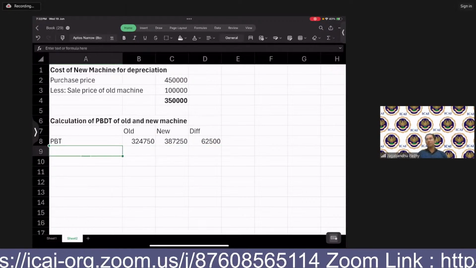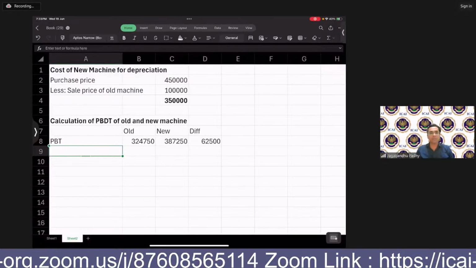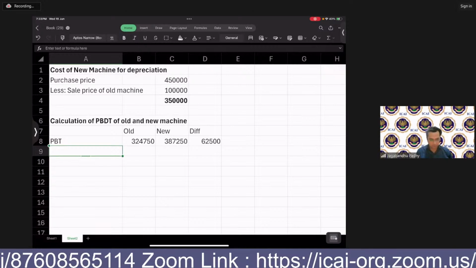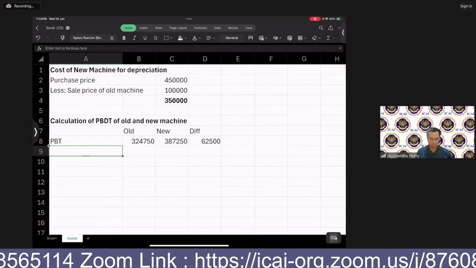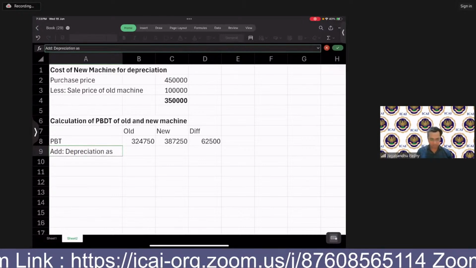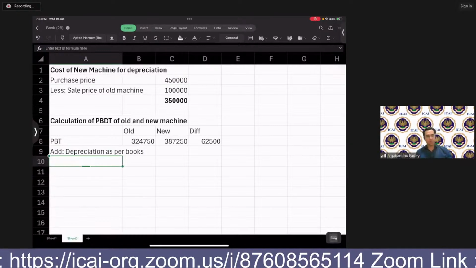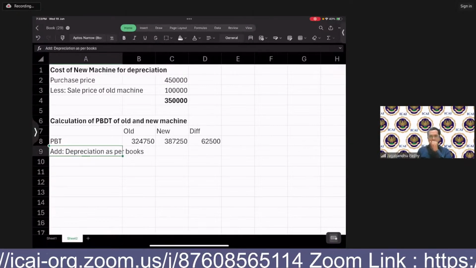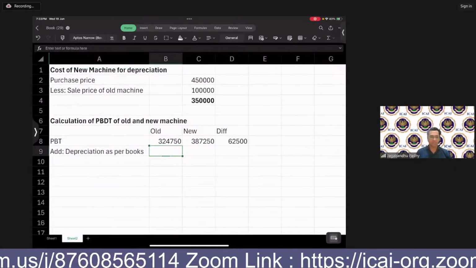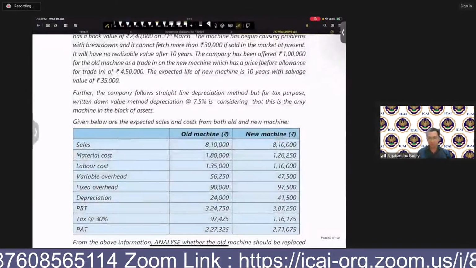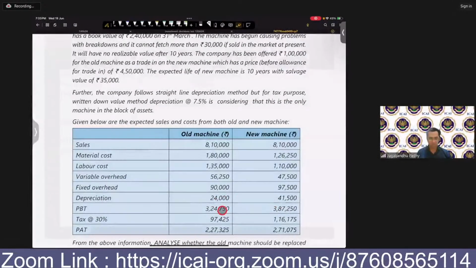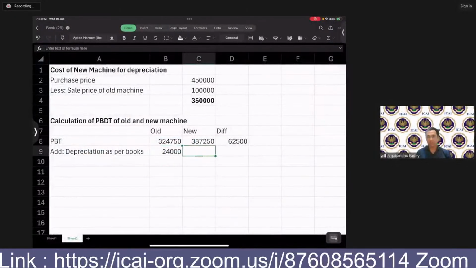Now I need to get the profit before depreciation and tax because I'll be claiming depreciation as per income tax allowance. So from PBT, we need to add back the depreciation as per books because we will be claiming depreciation as per income tax. So let's just add back the depreciation as per books. So as per books, the depreciation is 24,000 and 41,500. So as per our books, we can say 24,000 is what we are charging in our books.